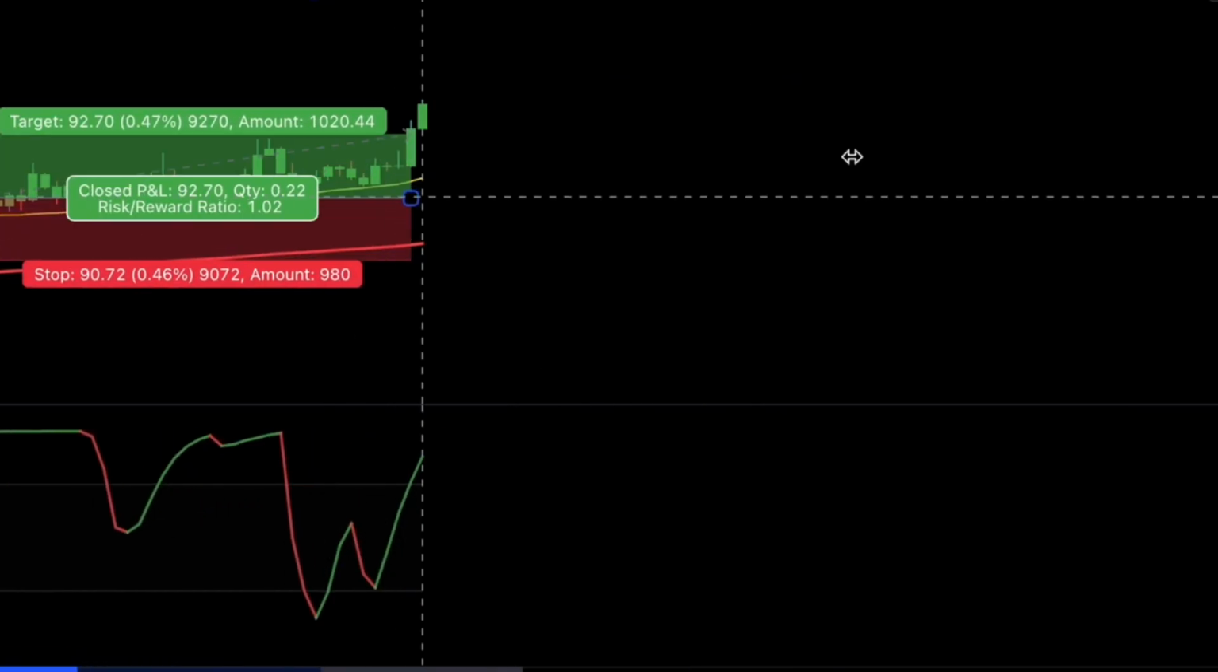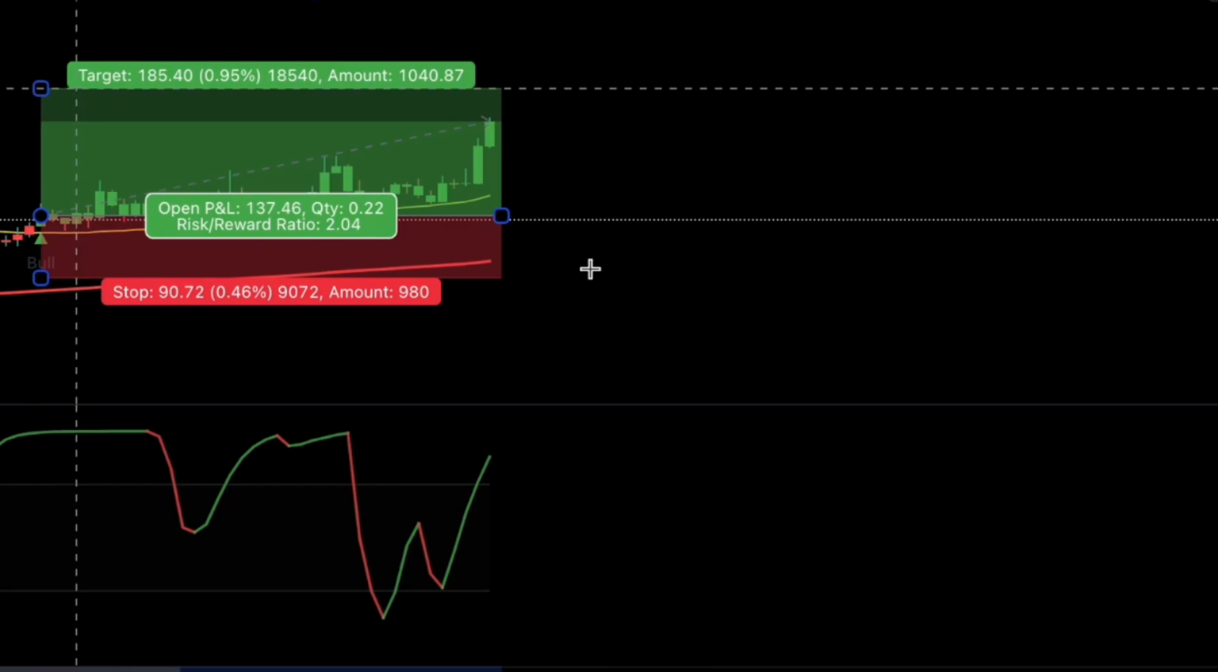Set the stop loss at the recent swing and use the same money management strategy as for short positions.